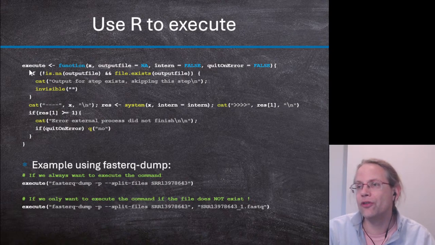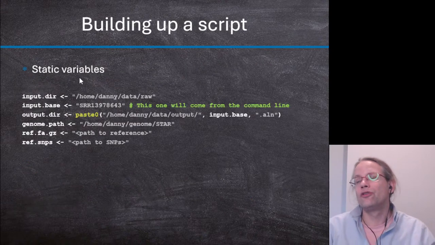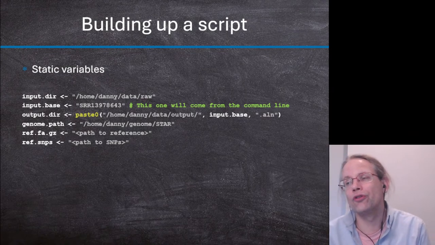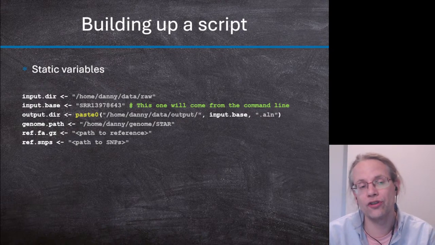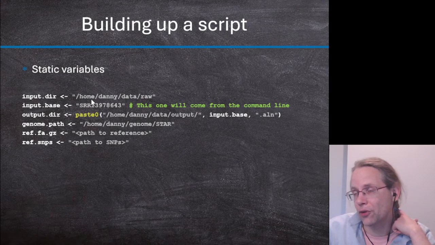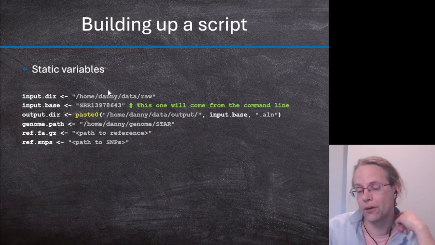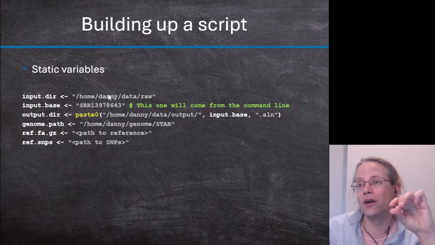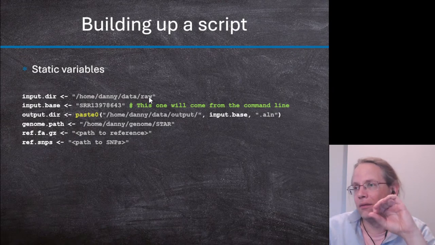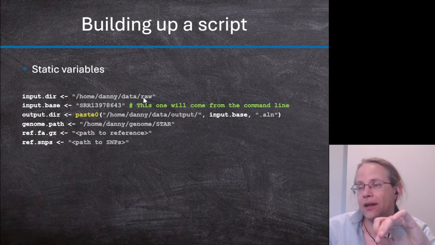All right, so this execute thing is going to be kind of the core. Every command that we're going to do from now on will be executed via the execute function. So first we are going to start building up our script. There are some static variables in the script which will not change when we are building the script. The first one is the input dir. All of my input files that I download from the short read archive are going to go into a folder called home deni data raw. So this is the raw data that we downloaded.